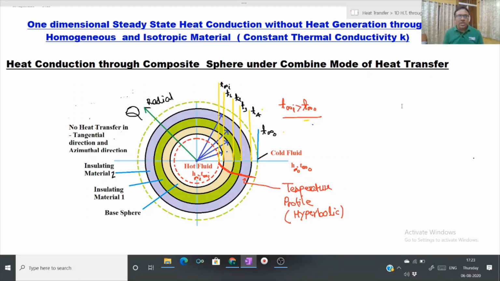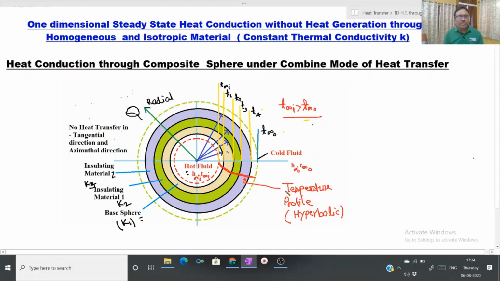So one such composite sphere is shown in figure, whereas the base sphere is provided with two layers of insulating material having thermal conductivity K2, K3. Material 1 is having thermal conductivity K2 and base sphere is having thermal conductivity K1 respectively. This composite sphere is storing hot fluid inside having its convective heat transfer coefficient h infinity i and temperature T infinity i.